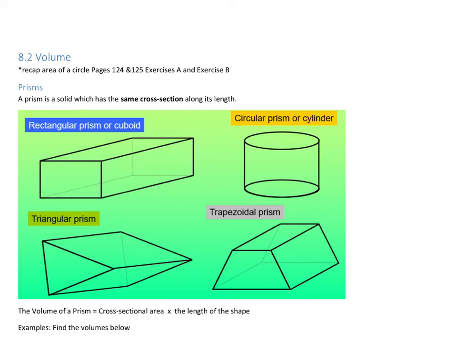8.2 volume. It says here, first of all, to recap the area of a circle, pages 124 and 125. So let's just have a quick discussion about circles. If we've got a circle, we know that the radius is r. Then the circumference, which is the perimeter, which is the way all around the outside of a circle, is going to equal 2 pi r or pi d.